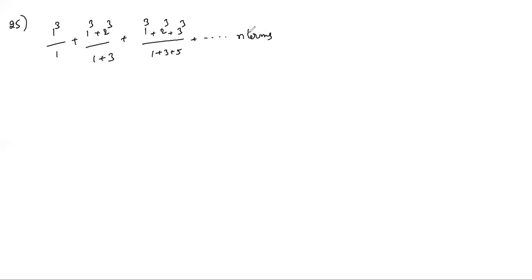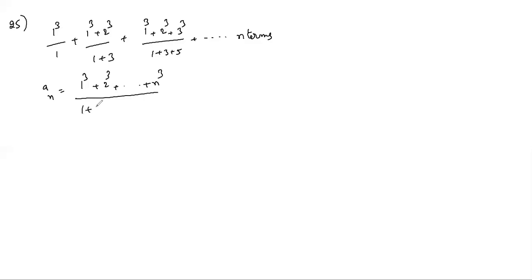Find the sum of the following series up to n terms. To find the sum of n terms, first we find the nth term. For that we apply sigma notation. In the numerator, the first term is 1 cube, then 1 cube plus 2 cube, up to 1 cube plus 2 cube plus 3 cube and so on up to n cube for the nth term.